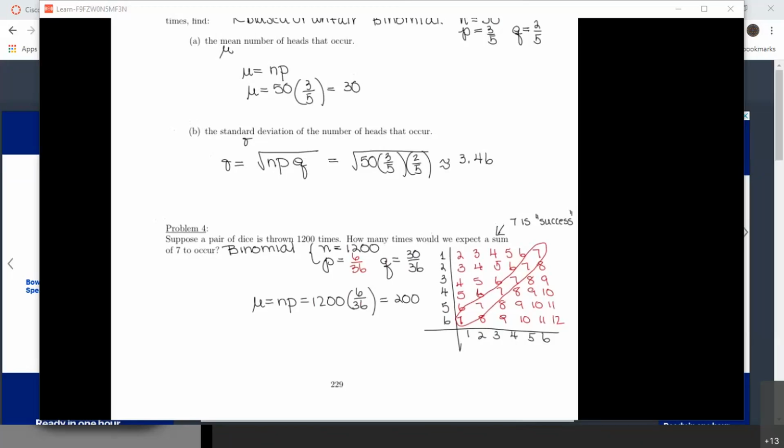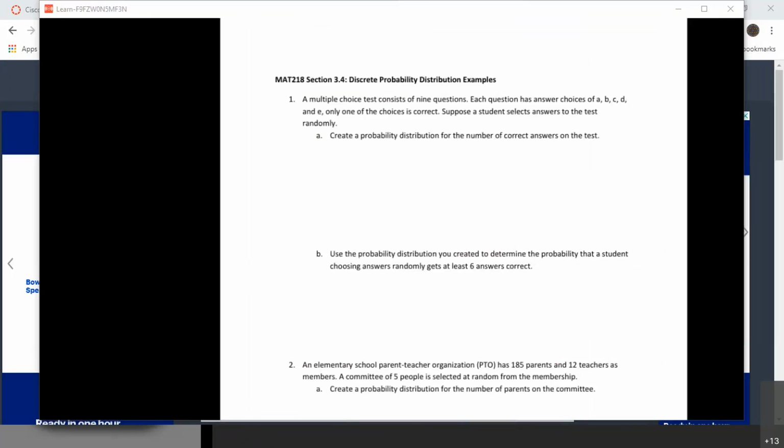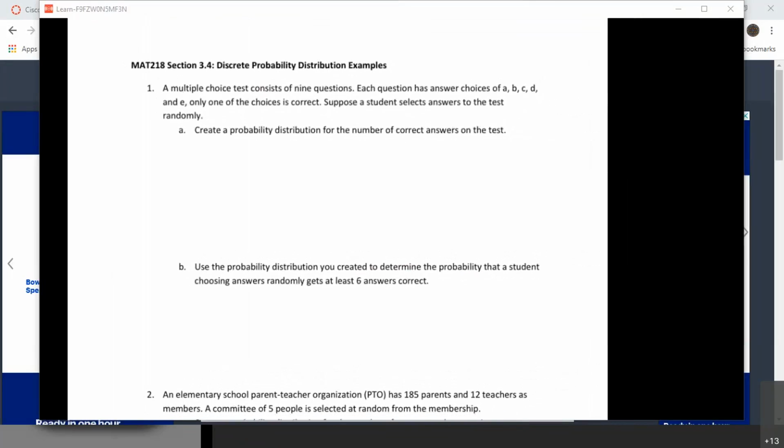Okay. I have 2 more problems I want to share with you because they're similar to what you'd be asked to do in the homework. I mean, these are designed for making sure everybody understands what we're talking about, but let's talk about these 2. Okay? A multiple choice test consists of 9 questions, and each question has an answer that's A, B, C, D, E. So there's 5 possible answers for each question. Only one of the choices is correct. Okay, so there's no all of these, none of these, that's that nonsense. Okay, suppose a student selects the answers to the test randomly.